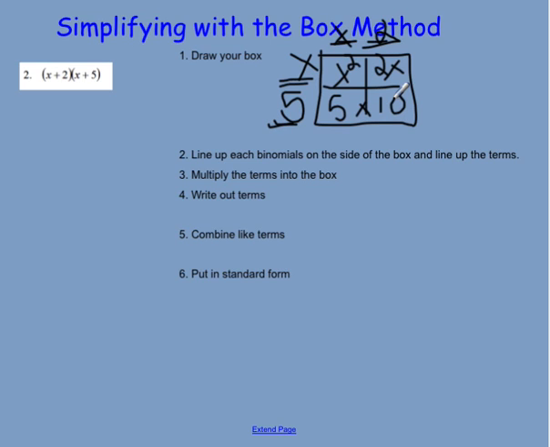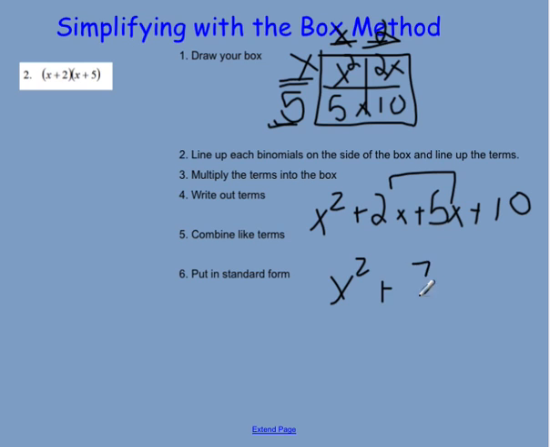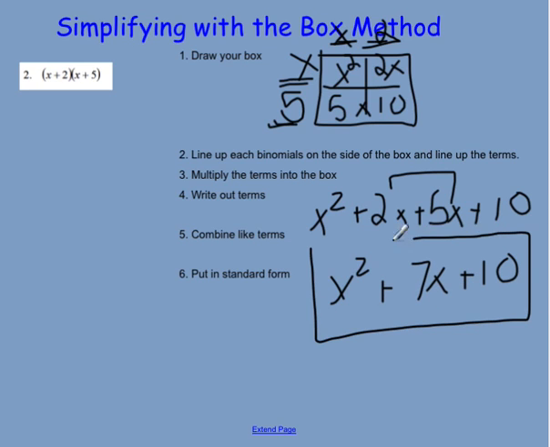Okay, so now we're going to go ahead and write out the terms that we have. We have x squared plus 2x plus 5x plus 10. So we want to make sure it's in standard form and all of our like terms are combined. Well, right now my exponents are going in descending order, so that's good. Now we just need to combine our middle two terms. 2x plus 5x is going to be 7x. So we get x squared plus 7x plus 10. So that right there is your final answer.